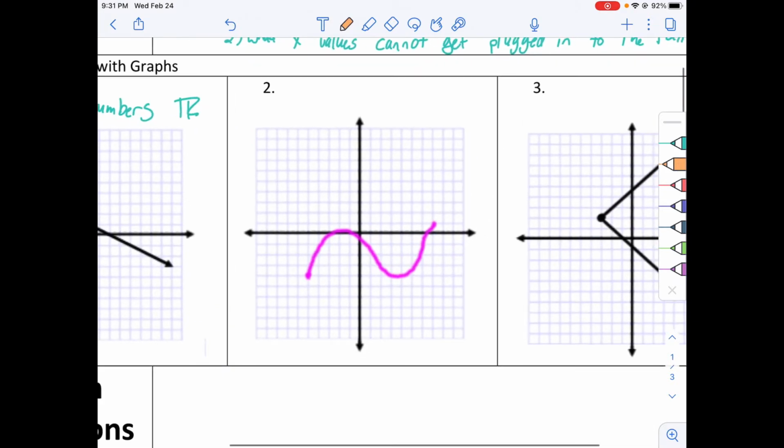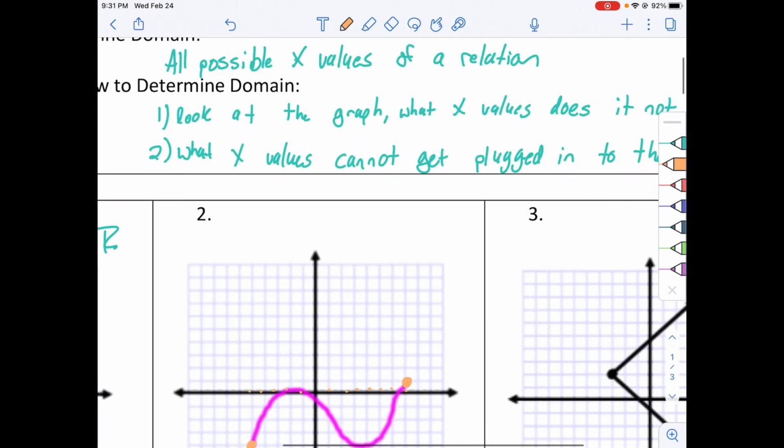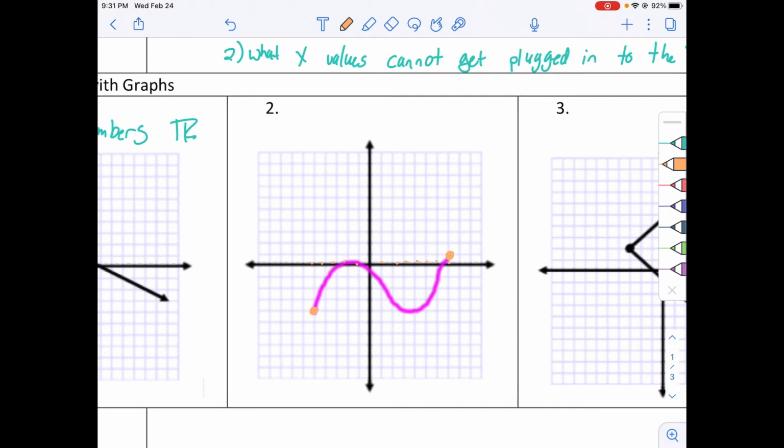This next domain right here, number 2, it actually stops right here on the far left, and also stops on the far right at this point, and then we just need to determine those values. So 1, 2, 3, 4, 5, so that's negative 5. 1, 2, 3, 4, 5, 6, 7 makes that positive 7. Both of those were closed circles, so they're included. So this graph is going from negative 5 to positive 7. And whenever the values are included, meaning closed circles, we would put brackets around that.